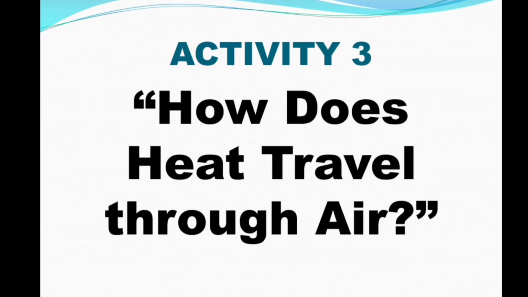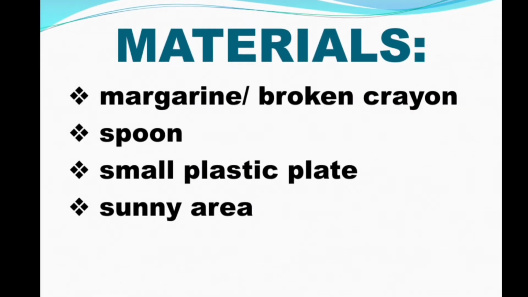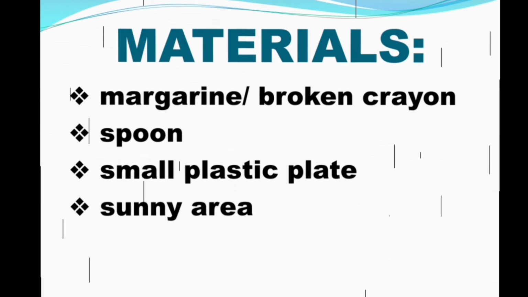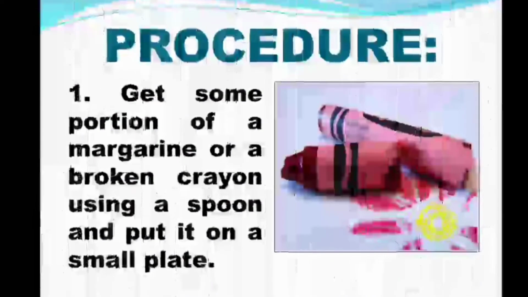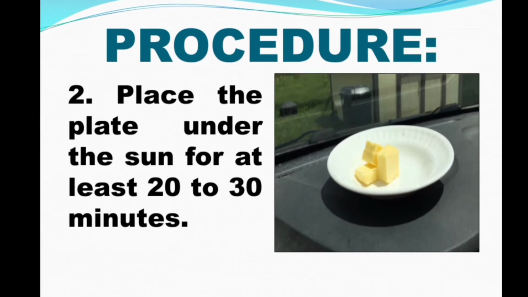Activity 3, how does heat travel through air? Materials: you need a margarine or a broken crayon, a spoon, a small plastic plate, and a sunny area. Procedure. Get some portion of a margarine or a broken crayon using a spoon and put it on a small plate. If there's no margarine at home, then you can use crayon. Place the plate under the sun for at least 20 to 30 minutes.